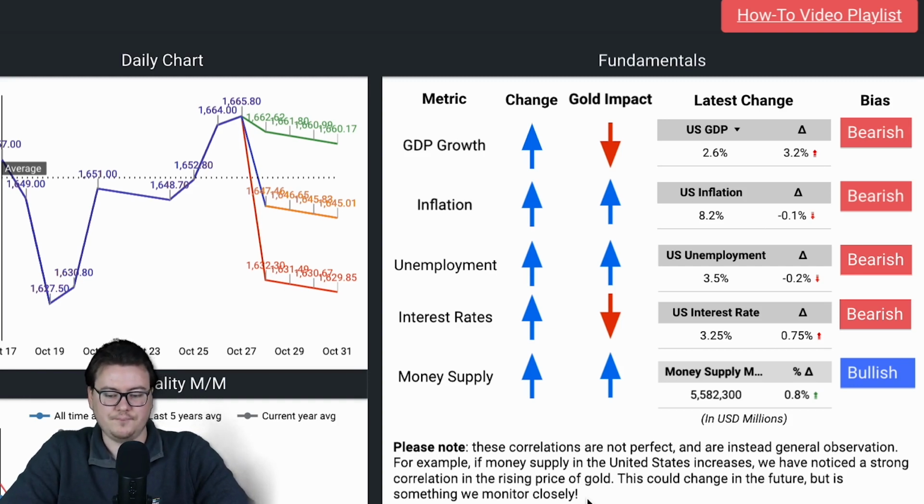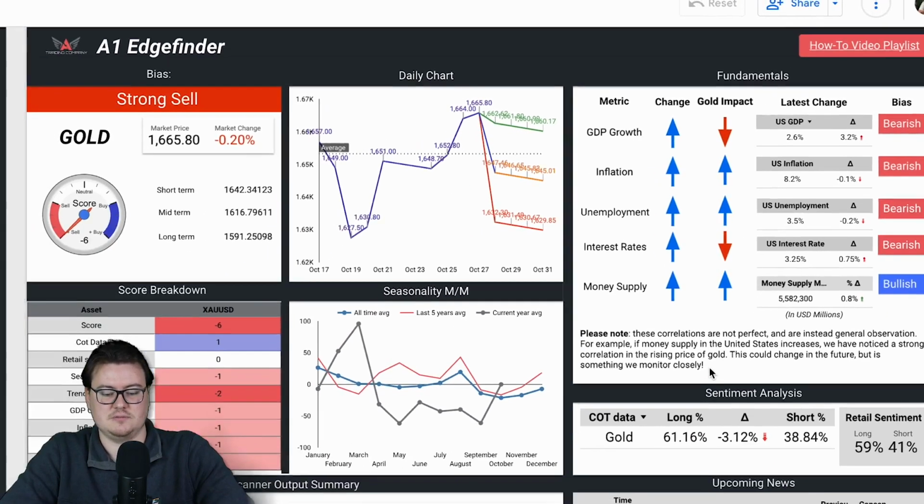So this is a great tool to be able to navigate the market and look at all of these different metrics and the data that we pull in all in one place for you, so that you can make an educated decision whether or not to buy or sell. That doesn't mean that 100% of the time GDP goes up, gold goes down, or interest rates go up, gold goes down. But typically speaking, that tends to be the case.